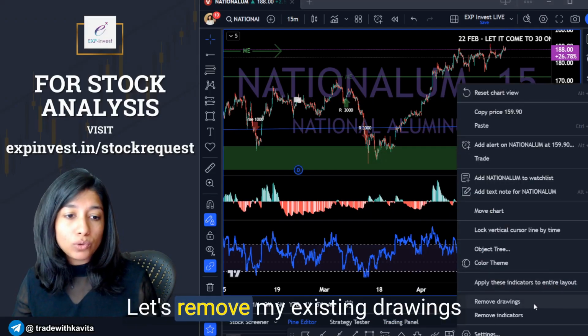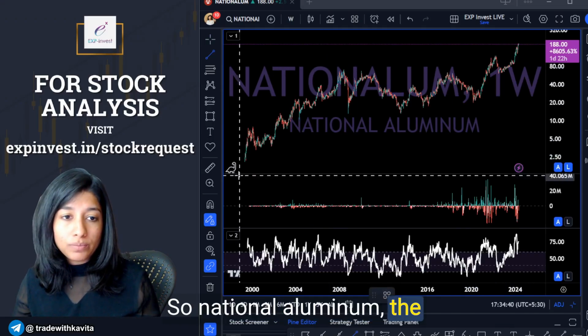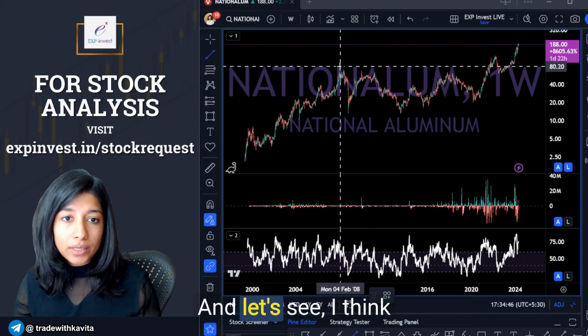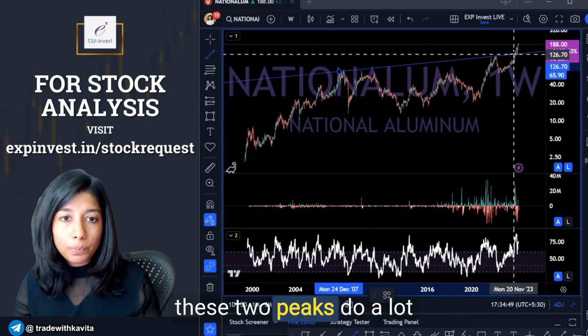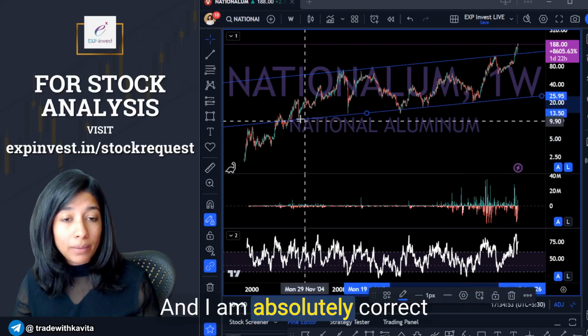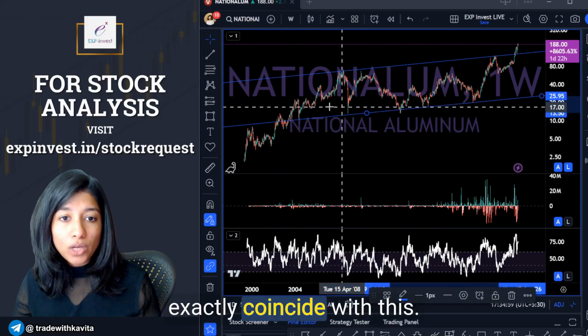185. Let's remove my existing drawings and let's analyze the stock. So National Aluminum, the unfolding trend is pretty solid here. And let's see, I think these two peaks do a lot of justice to the stock, and I am absolutely correct because the bottoms exactly coincide with this.